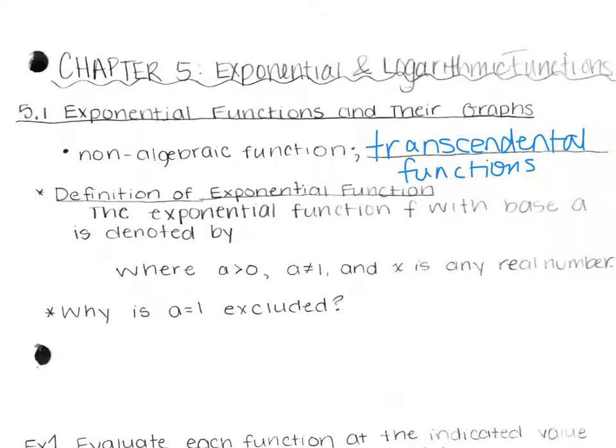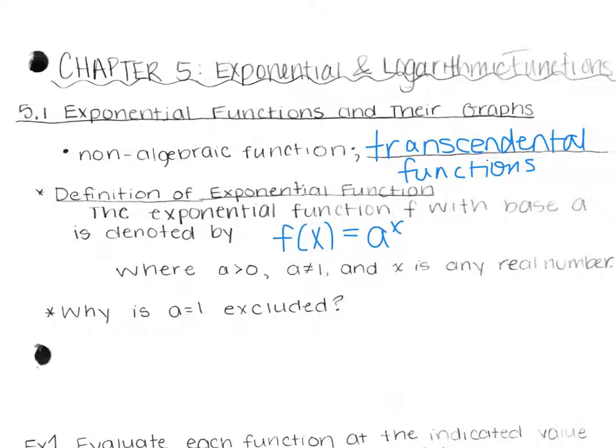So we'll look here, the definition of an exponential function. The exponential function f with base a is denoted by f of x equals a to the x, where a is greater than 0, a is not equal to 1, and x is any real number. So we have this question in our notes here, why is a equals 1 excluded?